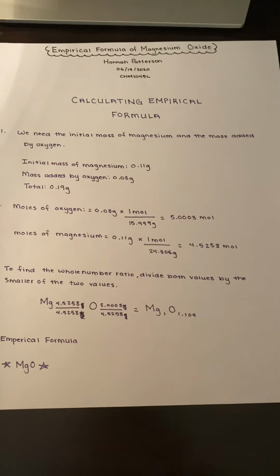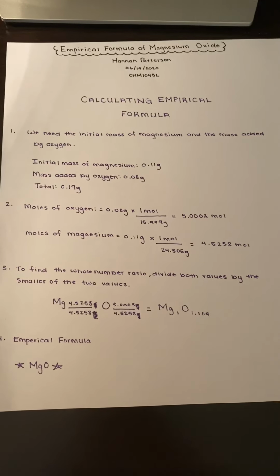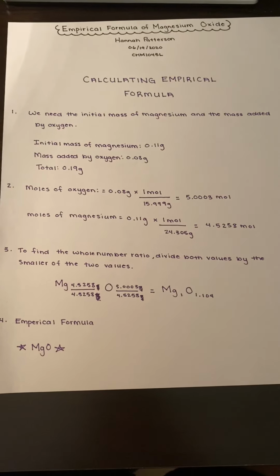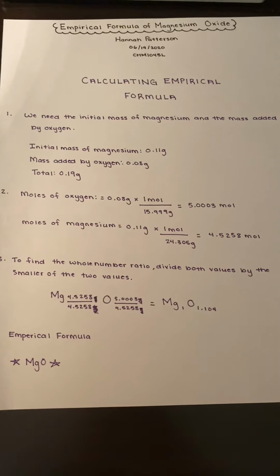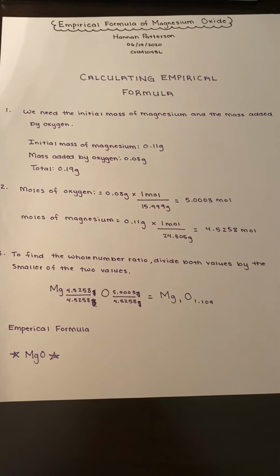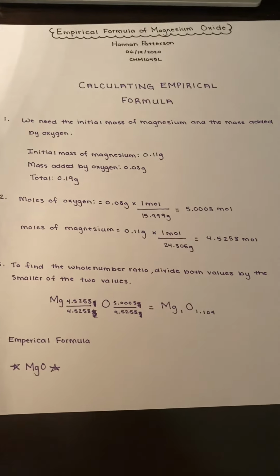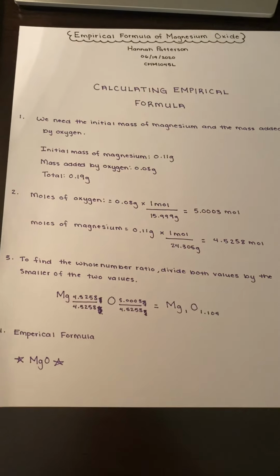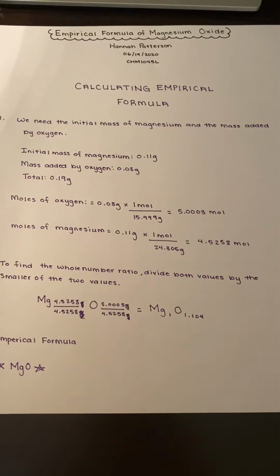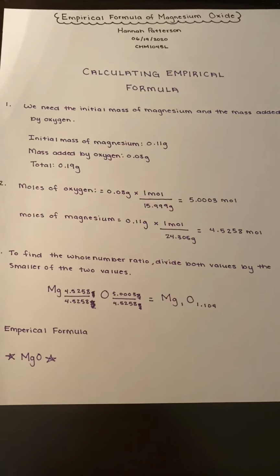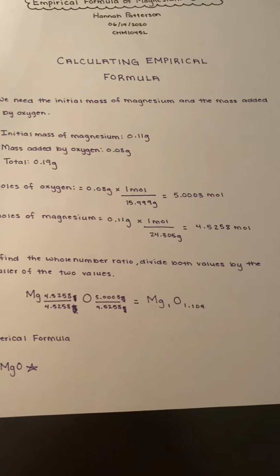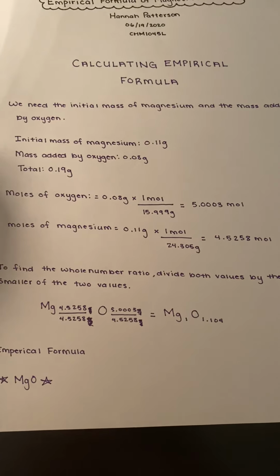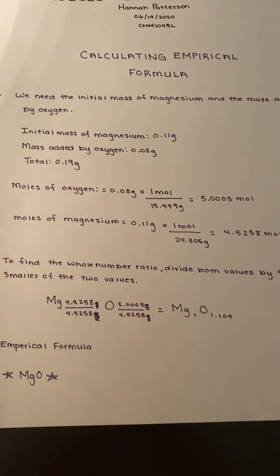So my name is Hannah Patterson, and from experiment 5, I'm going to be explaining how to calculate the empirical formula for magnesium oxide. So to start out, we need to find the initial mass of magnesium and the mass added by oxygen. So we have our initial mass of magnesium right here, which is 0.11 gram, and we know that our total mass was 0.19.